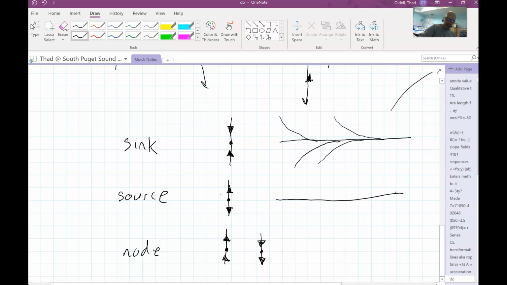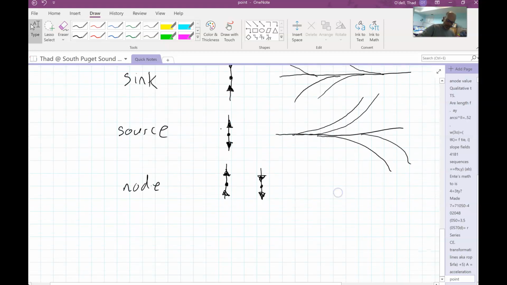If you have a source, then it's like things are coming out of it. No matter which way you're going, as you go to the right, things are going out of it. And then finally, with a node, you have something coming in from the top, and maybe going out like this. So here it's sinking towards it, now it's going away from it, or the other way around.